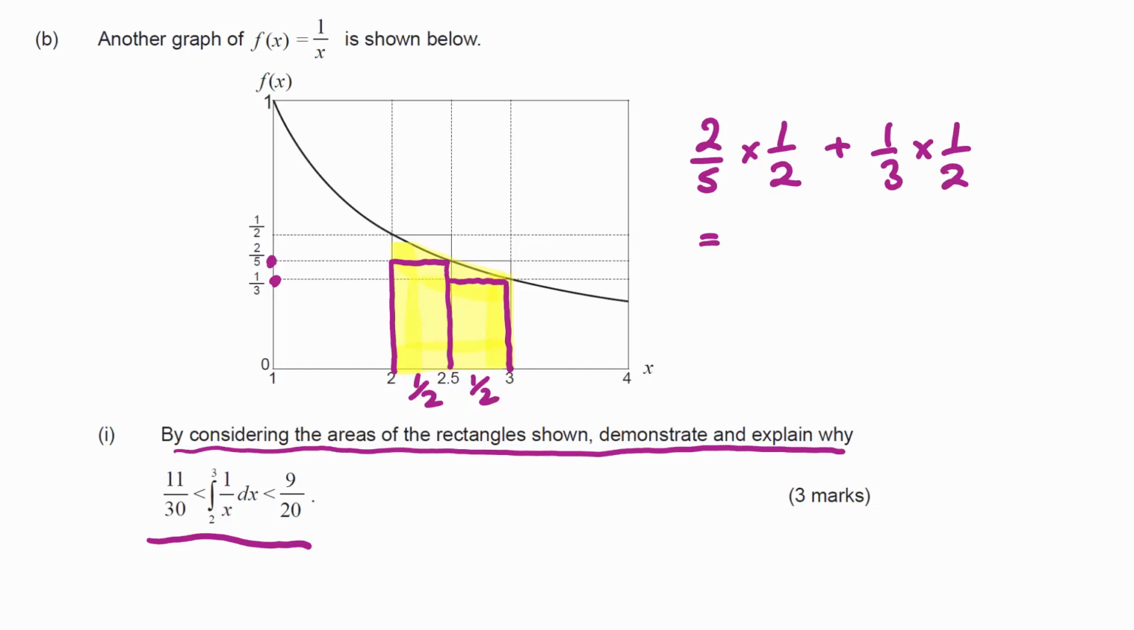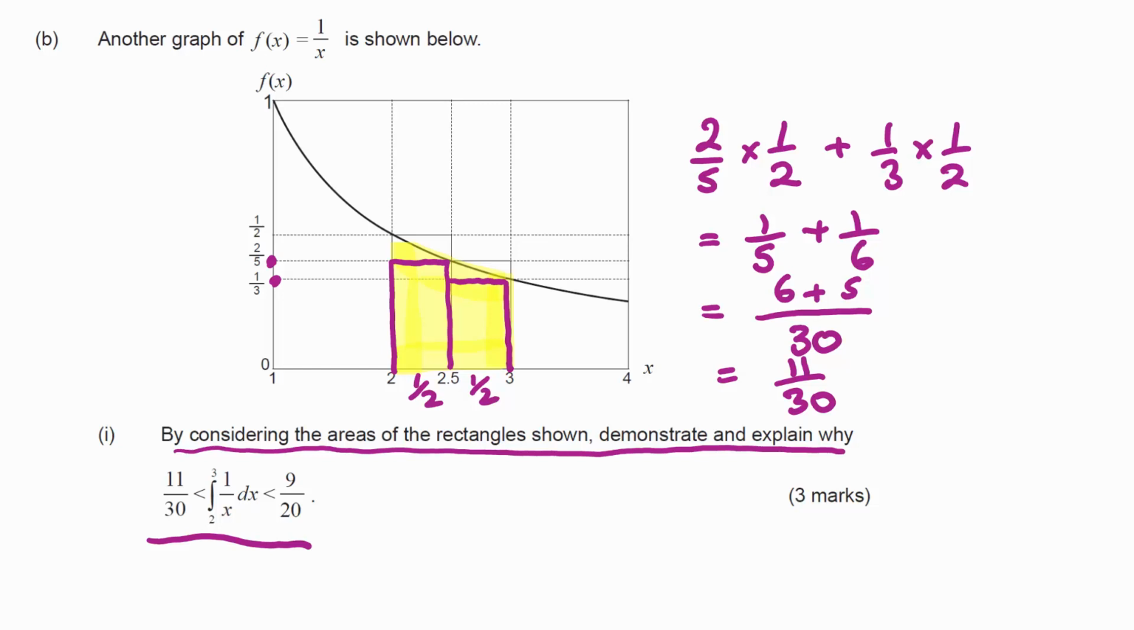So that is going to be, 2's cancel here, 1/5, add 1/6, which gives us a common denominator of 30, and that will be 6/30, add 5/30, which is 11/30.